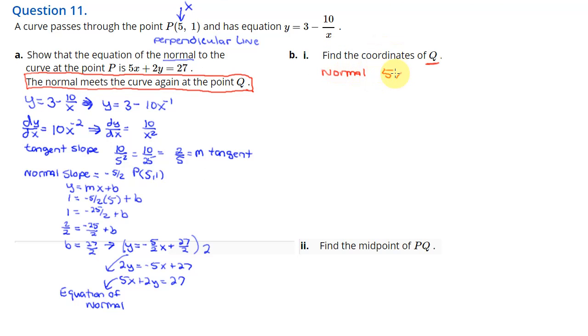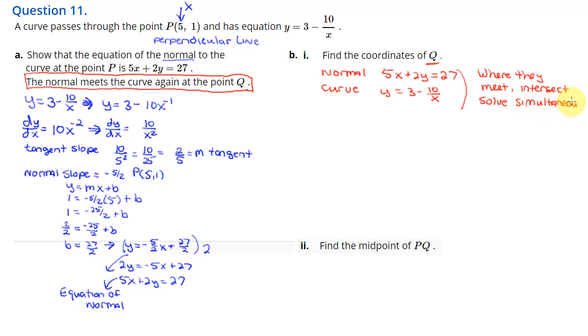The normal equation is 5x plus 2y equals 27. And the curve is y equals 3 minus 10 over x. Well, Q is where these two curves intersect. And so all I've got to do is solve both of these simultaneously and find the x and the y where they intersect. So I notice that y is equal to 3 minus 10 over x, and I'm going to substitute that into the first equation, and I end up with this.